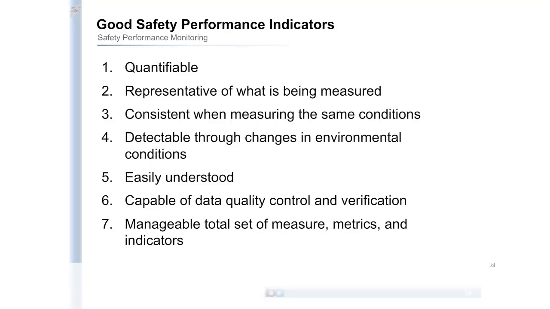Good safety performance indicators are 1. Quantifiable. 2. Representative of what is being measured. 3. Consistent when measuring the same conditions. 4. Detectable through changes in environmental conditions. 5. Easily understood. 6. Capable of data quality control and verification. 7. Manageable total set of metrics and indicators.